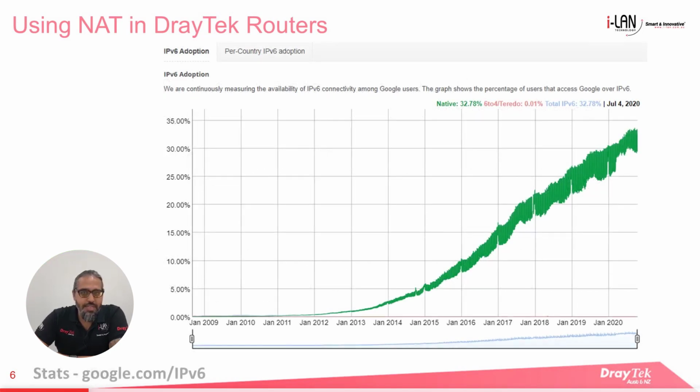Now, here's a statistic that shows IPv6 adoption from the google.com/IPv6 website. The graph shows the percentage of users who've been accessing Google using IPv6 from 2009 to 2020, where it hit 35%. That number, of course, is expected to keep going up, and probably it's going to start increasing exponentially at some point soon.